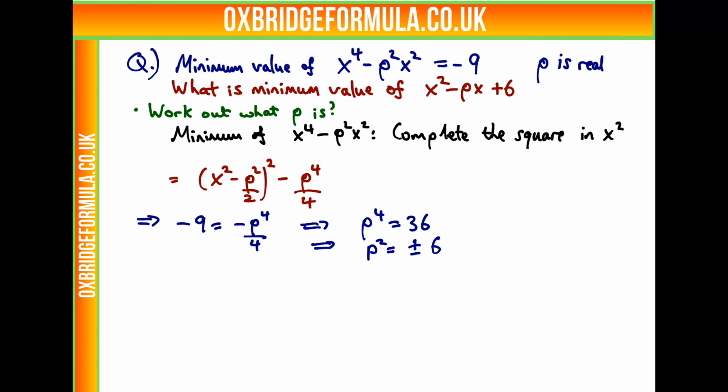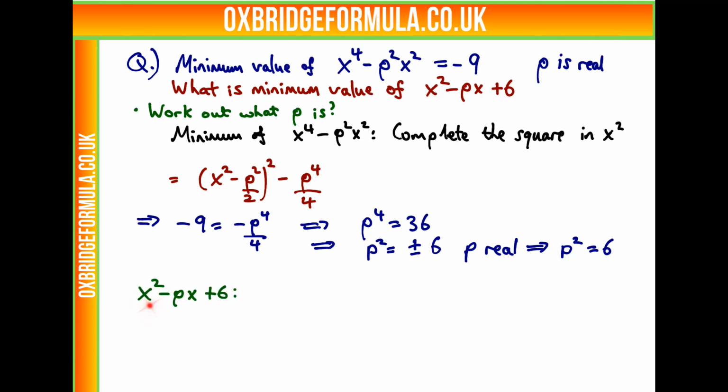Okay, let's be careful now. What could p be then? Well, we know that since p is real, if p squared was negative 6, then we can't square root this. Therefore, p squared must be equal to 6. But we don't know if p is root 6 or minus root 6. So let's just leave this at this point and maybe return to the function we're trying to minimize.